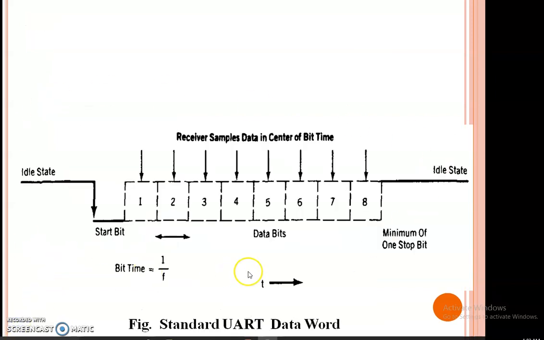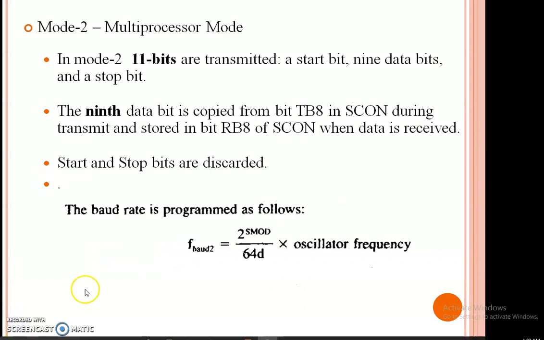So look at this mode 1 data word. One is the start bit, a logic low start bit, then 8-bit data, that is nothing but SBUF data, then one high bit, the stop bit. So one start bit, 8-bit SBUF data, and one stop bit. So the total is a 10-bit data word of mode 1. So next mode is mode 2.